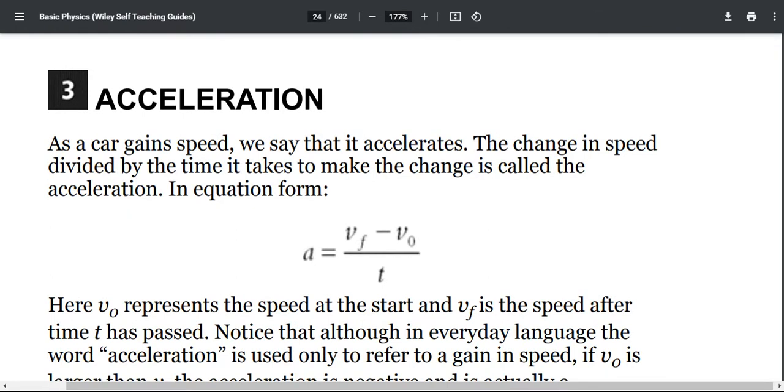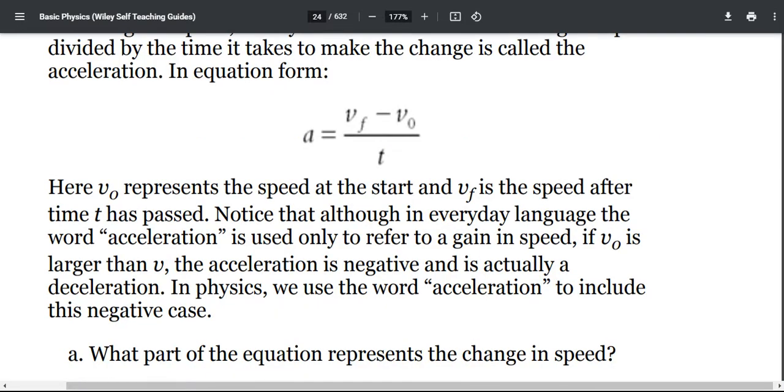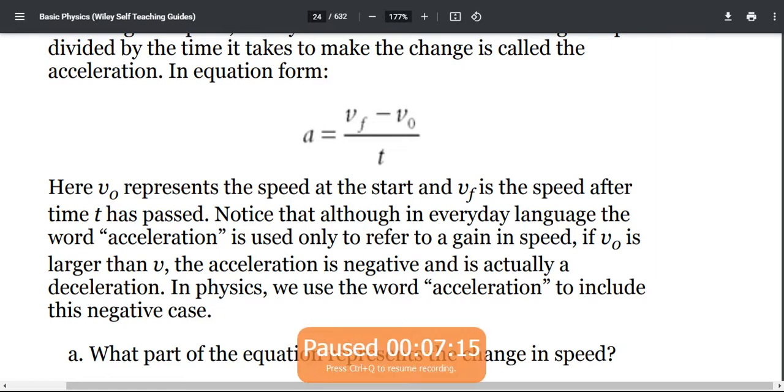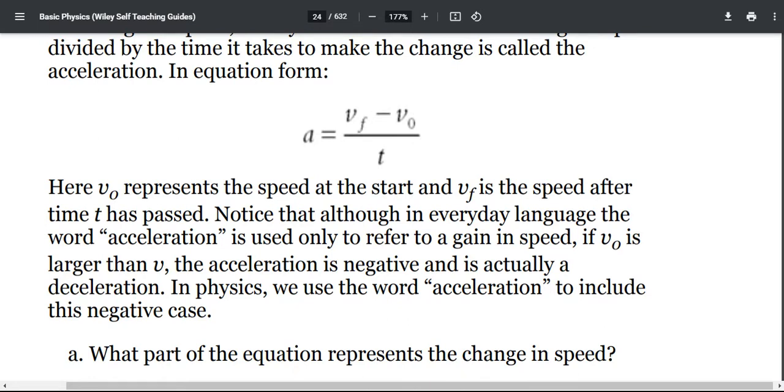The formula is A equal to Vf minus V0 divided by t. Here V0 represents the speed at the start and Vf is the speed after time t has passed. Notice, although in everyday language the word acceleration is used only to refer to a gain in speed, if V0 is larger than Vf, the acceleration is negative and is actually a deceleration. In physics, we use the word acceleration to include this negative case.